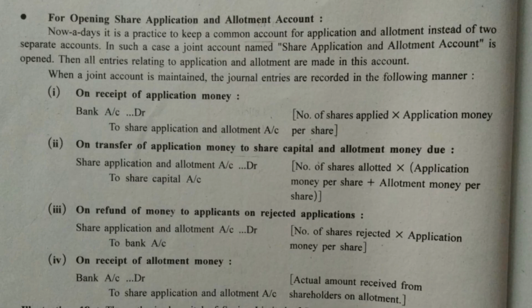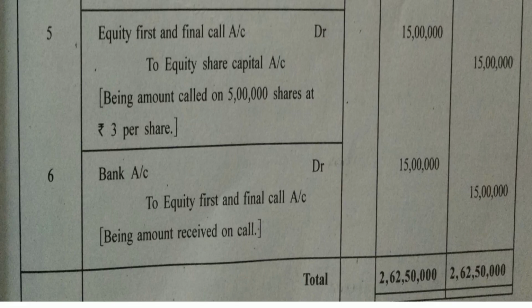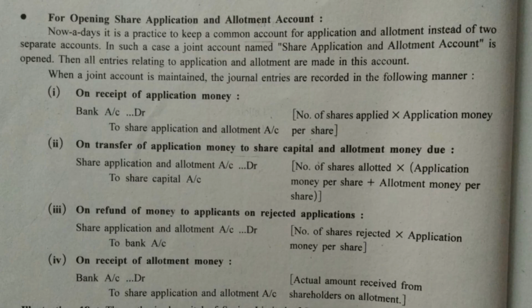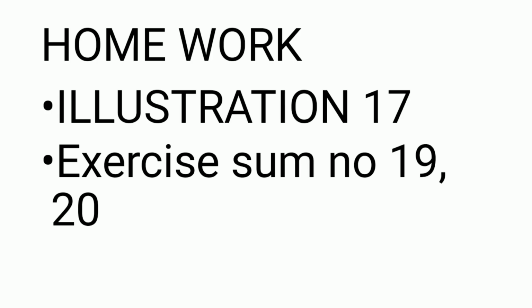So we have a new topic after this, and we are going to understand the journal entries for the same so that we can do a sum of similar kind in the next lecture on the basis of these journal entries. Alright, let us quickly understand. Before that, let me just give you homework of a similar kind, which I will also repeat at the end of this lecture. It is illustration 17 and sum number 19 and 20 from the exercise, which are similar to this.